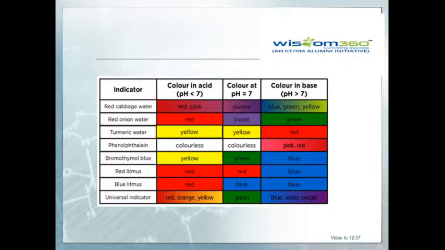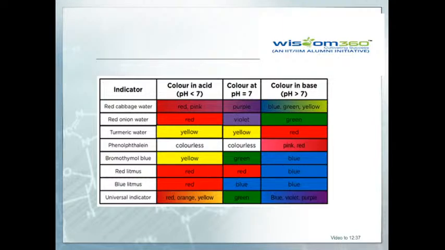And if you have red onion water, if pH is less than 7, it will show red color. If pH is equal to 7, it is going to show violet color, and if the pH is more than 7, it is going to show green color, right?